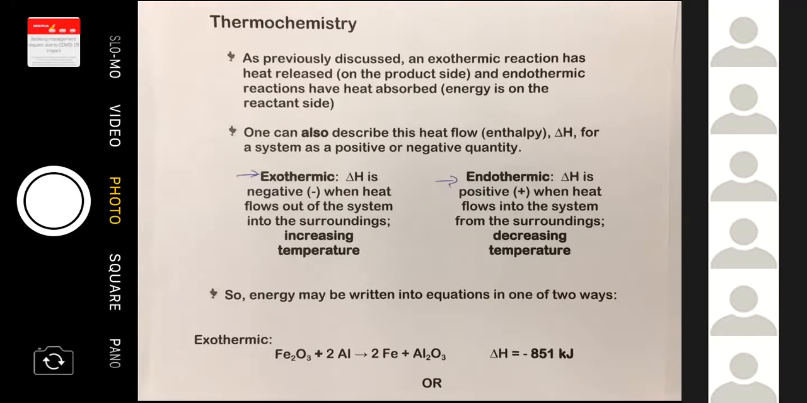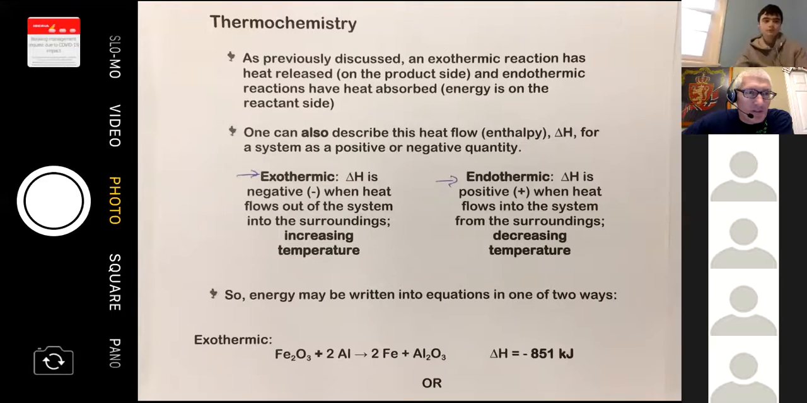And I may have picked Nate. We were having sound issues, so let's see. All right, I'm going to go over here to Martin. Martin, what do you know about exothermic reactions?